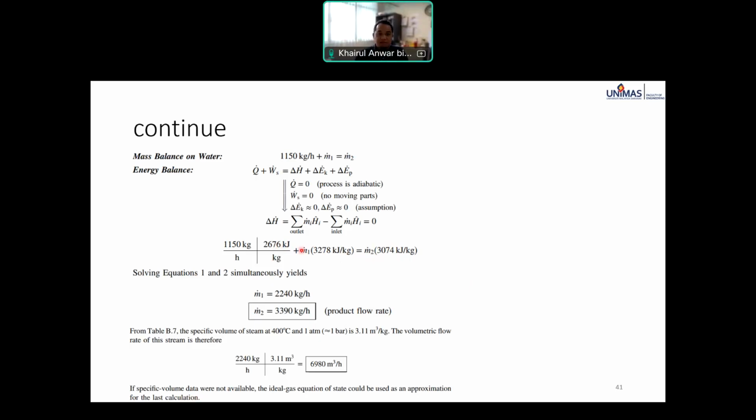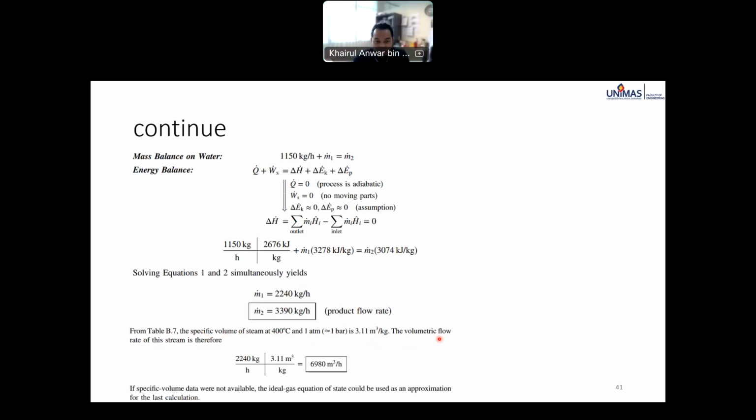Let's solve this equation. The first equation is from the mass balance, the second from the energy balance. You get the M1. But the question didn't stop there. It's asking for volumetric flow rate. So for the volumetric flow rate from table B7, the specific volume of steam at 400 degrees C and 1 atm is 2.11 meter cube per kilogram.